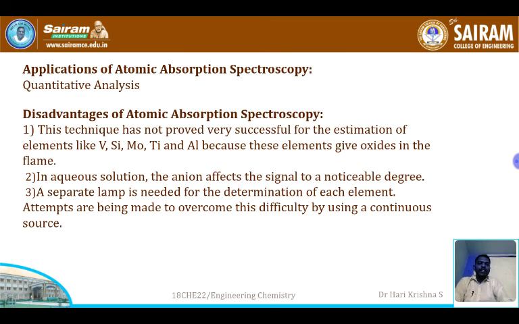The separate lamp, as I told you, hollow cathode lamp: you're supposed to have a separate one for each and every metal, with a different spectral line. But now, because of recent developments in technology, the difficulty is overcome. So this is about the applications and disadvantages of atomic absorption spectroscopy.